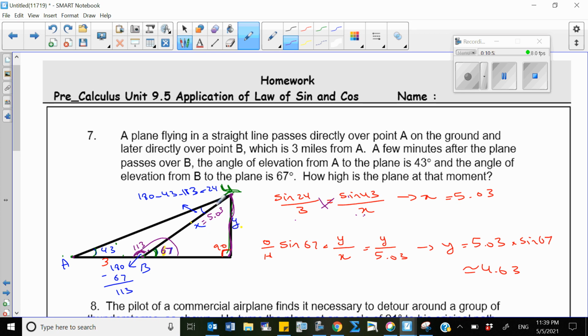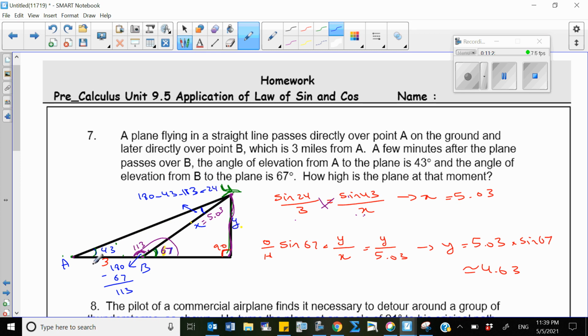Now look at the triangle that we have over here, this one. I'm going to color that with yellow for you. This little triangle. One of the angles is 43, the other one is 113. If I subtract them from 180, it's going to be 24. That is this angle over here. So we figured out that this angle is 24.